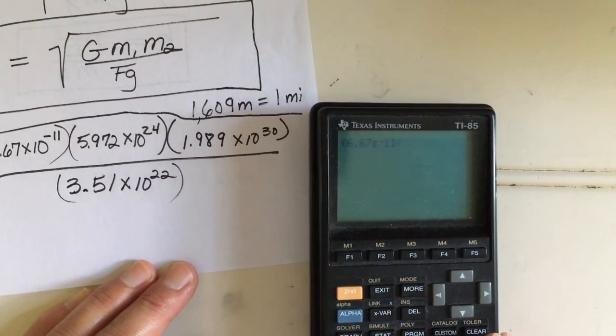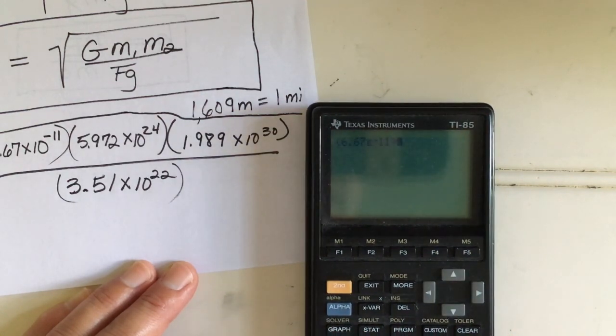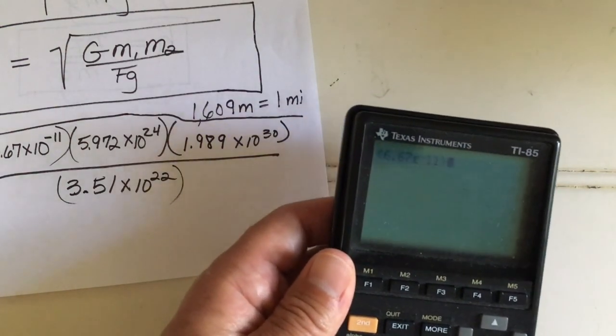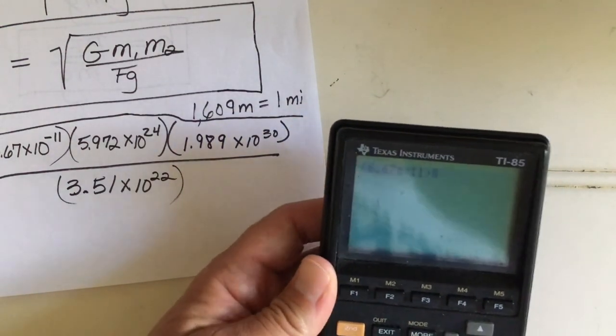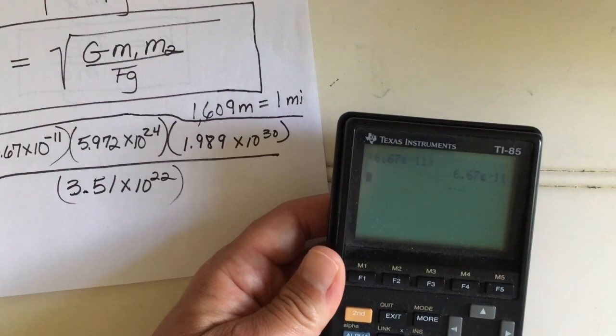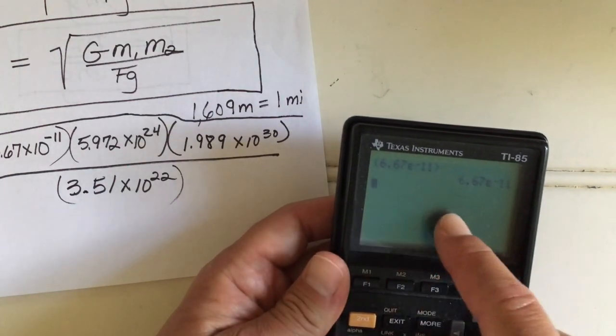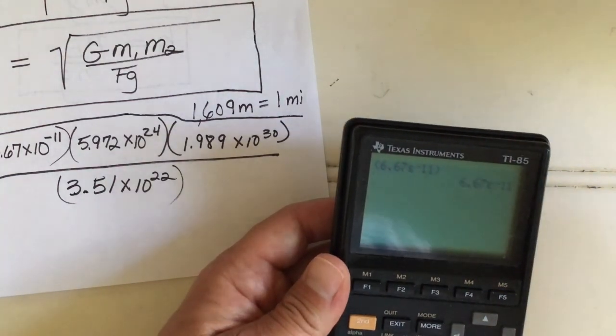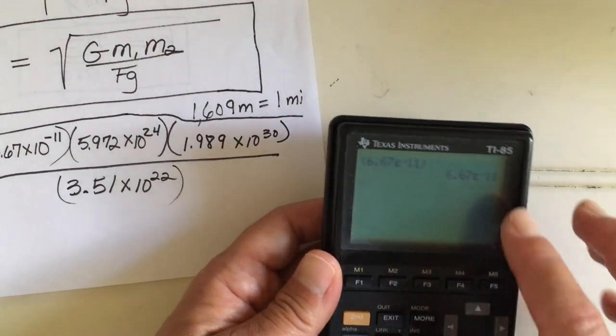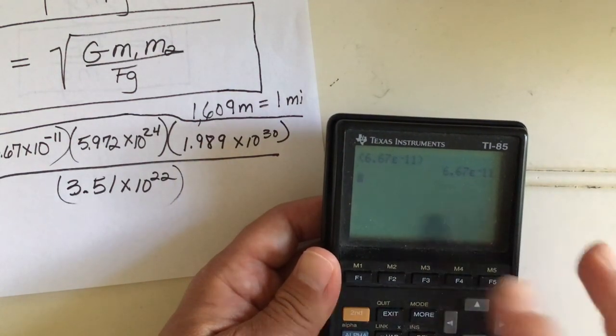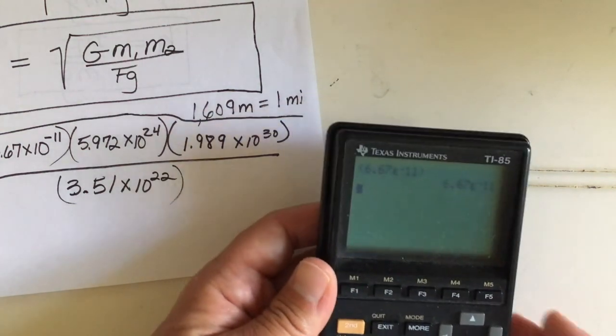And I get something that looks like that. 6.67 E negative 11. And in case you want to check, you can always type it in and then hit enter. Sometimes it'll pop up as 0.0000000, and so on, and then 667. But my calculators won't do that. Some do, some don't. It's fine.